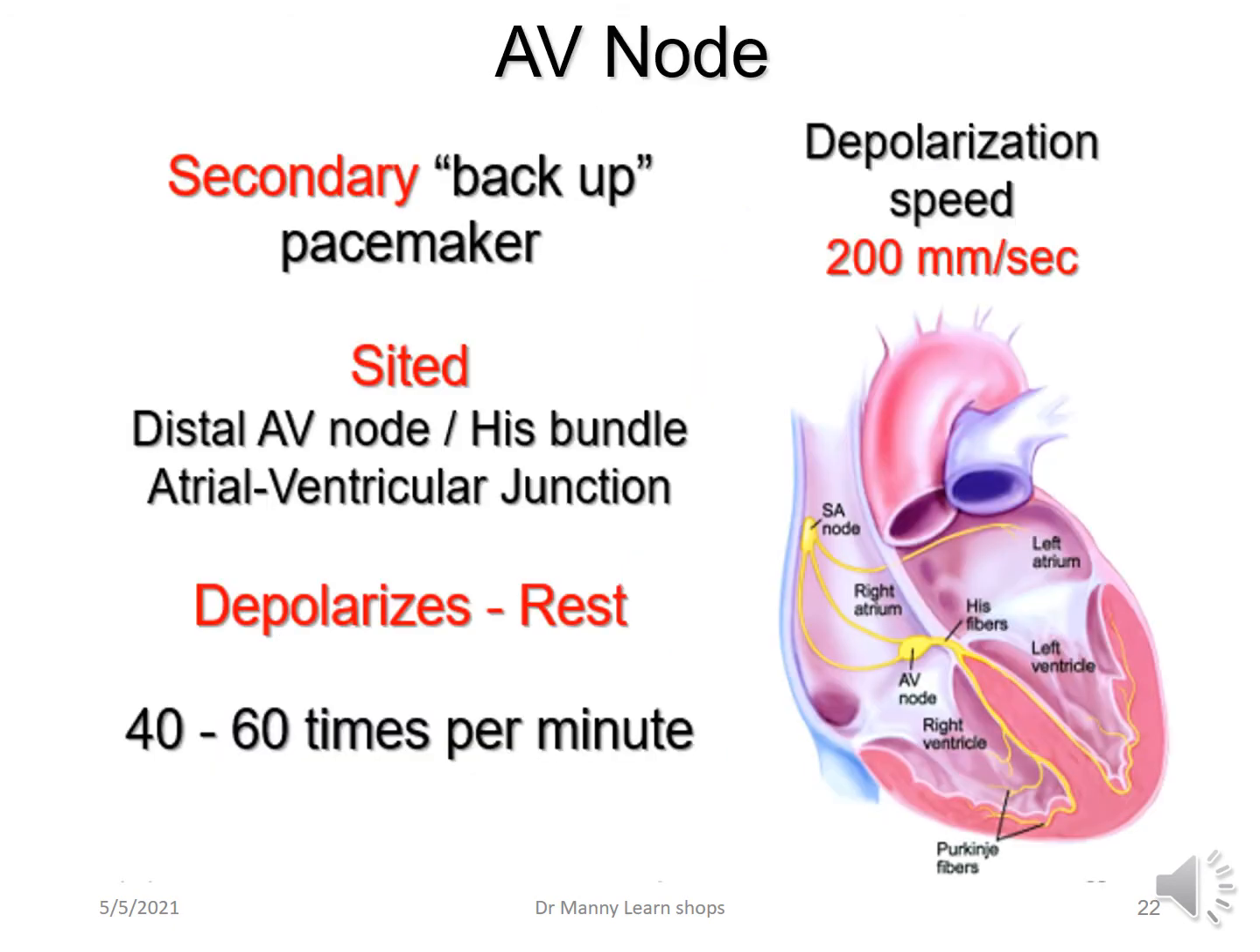The AV node then is the secondary or backup pacemaker, and it has a depolarization speed that is markedly reduced from the intra-atrial pathways down to 200 millimeters per second in order to give time to the atria to contract and empty their contents, blood, into the ventricles. It's sited at the distal AV node, the His bundle, and the atrioventricular junction. It depolarizes at rest between 40 and 60 times per minute.